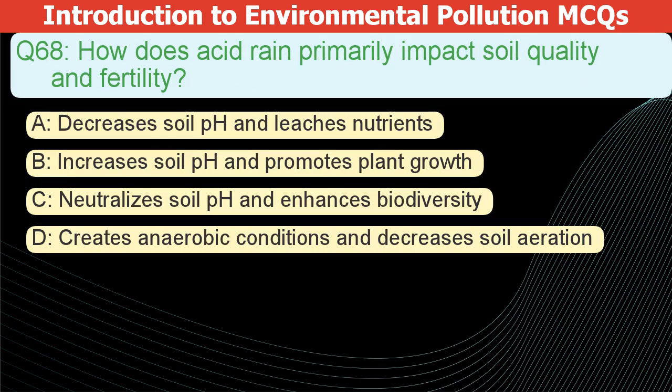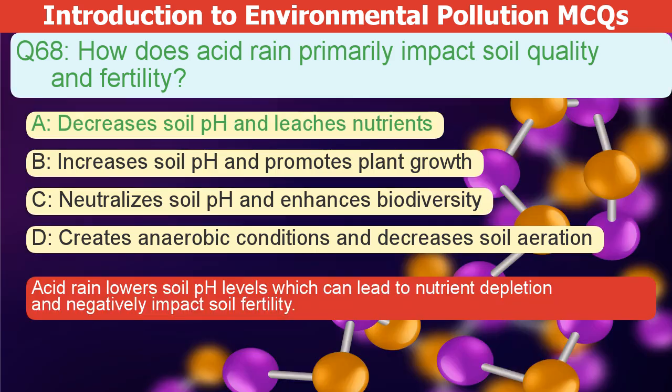How does acid rain primarily impact soil quality and fertility? A. Decreases soil pH and leaches nutrients. B. Increases soil pH and promotes plant growth. C. Neutralizes soil pH and enhances biodiversity. D. Creates anaerobic conditions and decreases soil aeration. The correct answer is A. Acid rain lowers soil pH levels, which can lead to nutrient depletion and negatively impact soil fertility.